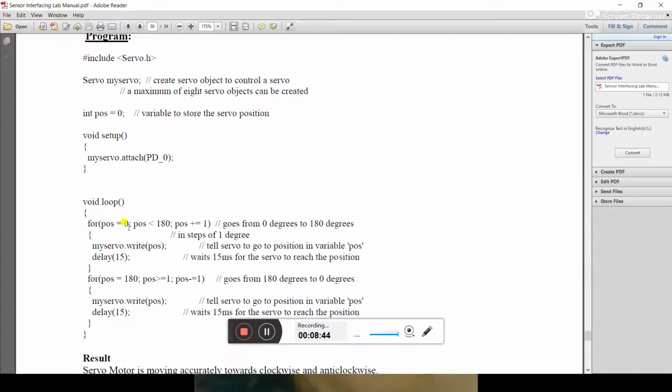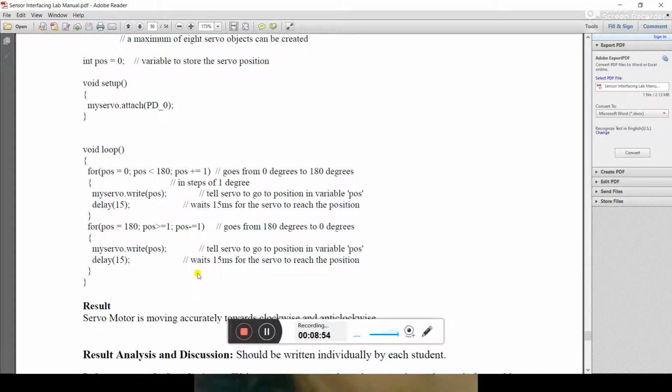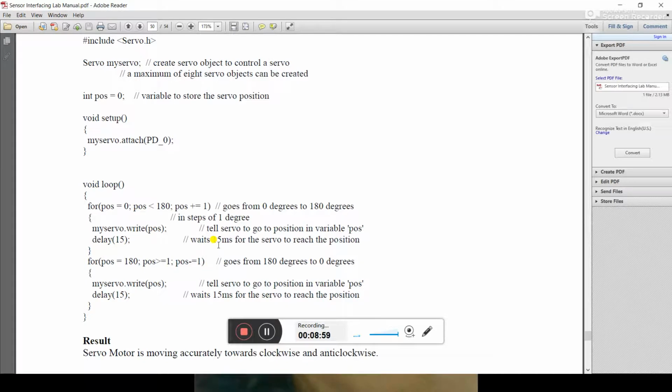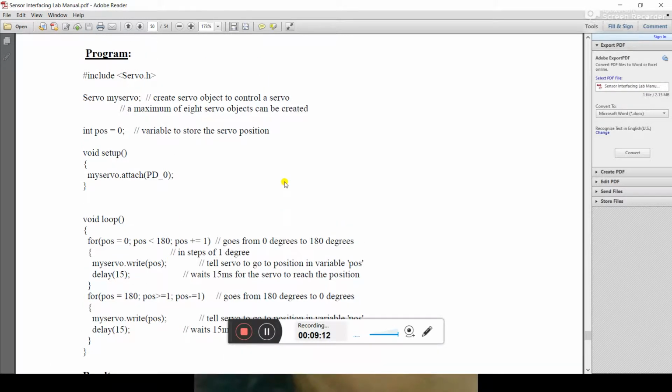You can see that it processes the code for a direction of 180 degrees from left to right and right to left. You can see how this code can be utilized for our position. By adjusting the delay, you can increase the speed of the system. That's how you can deal with a servo motor.